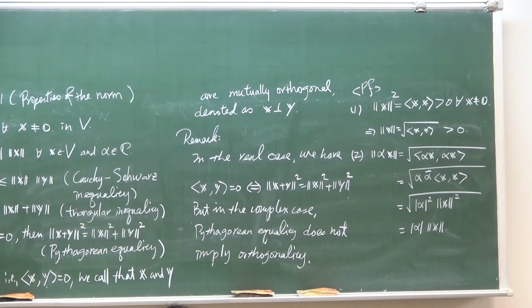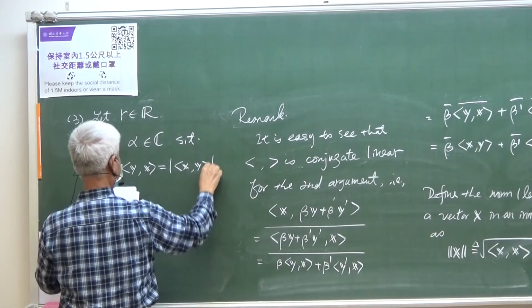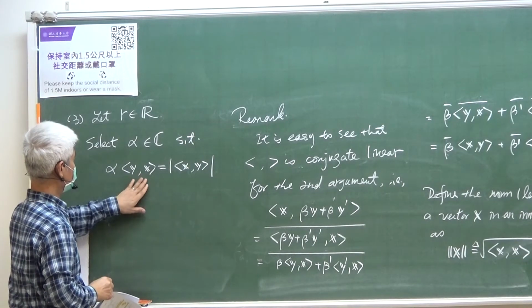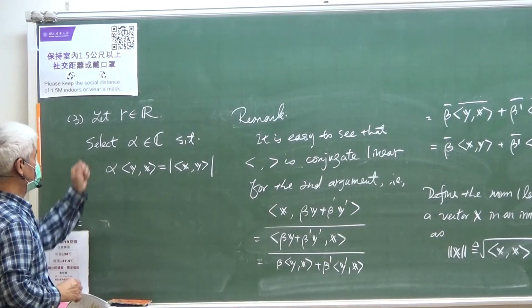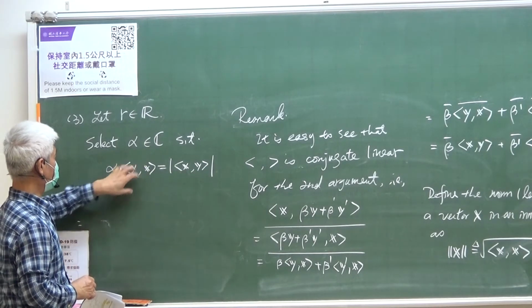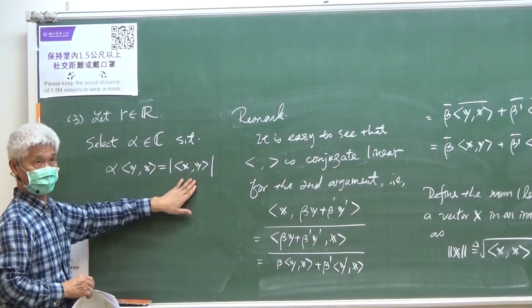Third one, we let r be a real number, and we select a complex number alpha such that alpha times the inner product of y and x is equal to the absolute value of the inner product. Because this absolute value is always positive, we can always find a complex number, multiply it with this number, and get equal to this. And this is always possible.